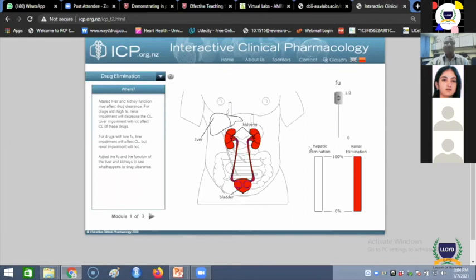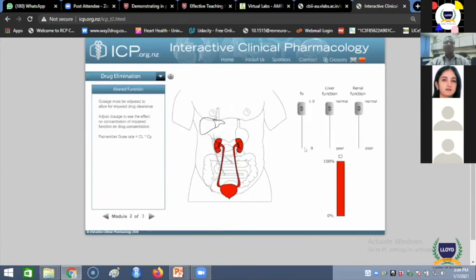So if you want to tell your students how hepatic elimination and renal elimination are related to each other, you can use these particular sliders and tell your students how it is happening, or how they are correlated. If you want to find out bioavailability, liver function, if suppose liver function goes down, what happens to bioavailability? If suppose renal function goes down, what happens to clearance?